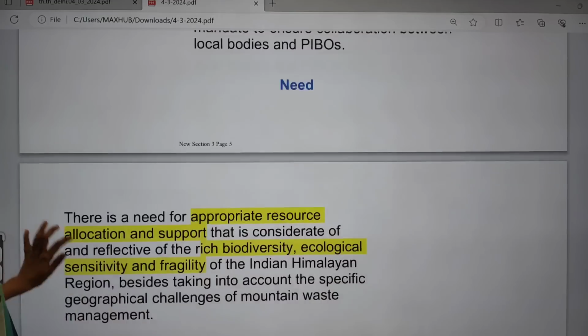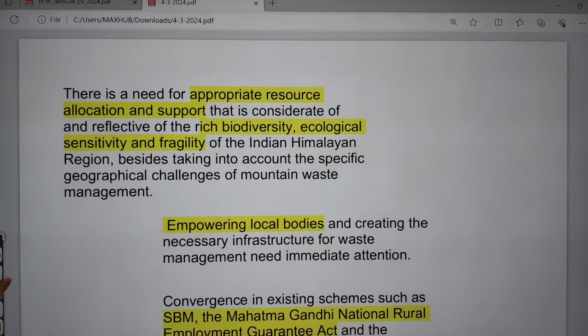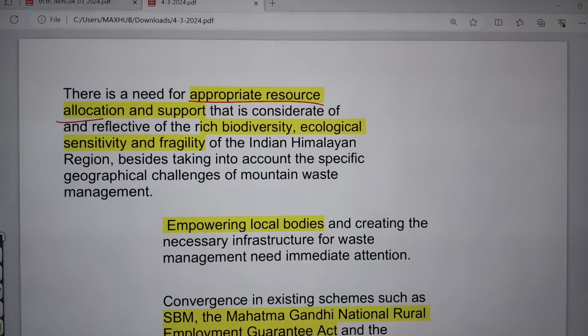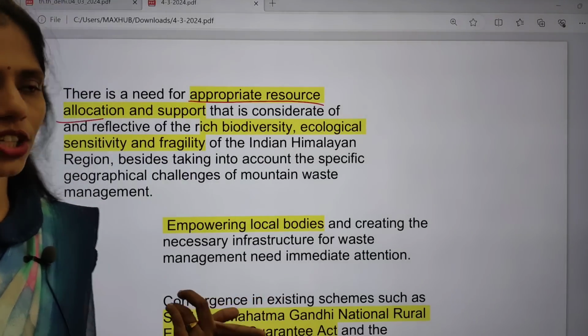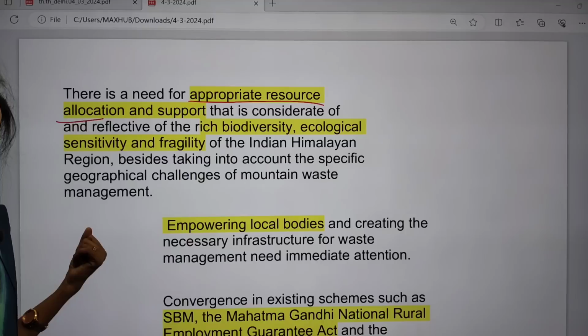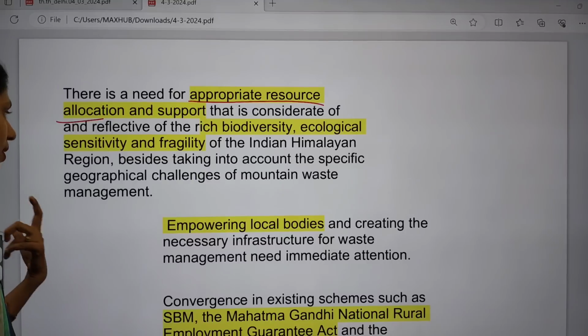And next is, what is the need, what can be done. This part is very important. There is a need for appropriate resource allocation, and we have to support these local bodies so that we can ensure biodiversity protection as well as ecological balance, and we can also maintain the fragility of the Indian Himalayan system or region.